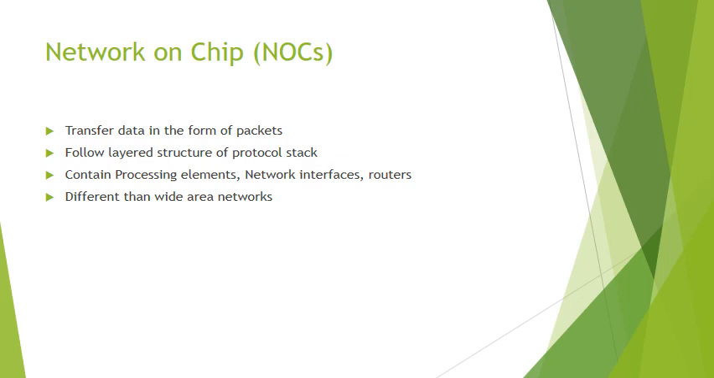So network on chip, or NOCs as they are called, transfer data in form of packets. They follow a layered protocol stack similar to wide area networks. They contain processing elements, network interfaces, and routers. Processing elements basically perform manipulation on data. Network interfaces connect processing elements to routers, and routers route the data packet over the network. But they are different than wide area networks in that they have stringent area and power requirements.